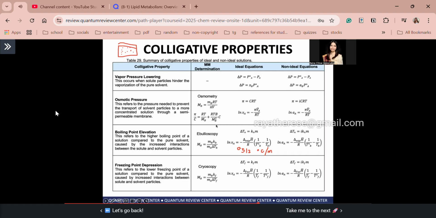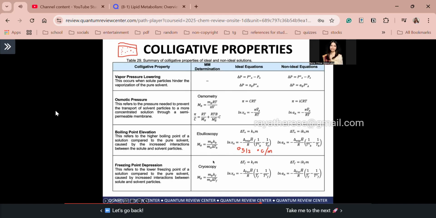Then lastly, for freezing point depression, this refers to the lower freezing point of a solution compared to the pure solvent. So guys, when you introduce a solute to the solvent, it lowers the freezing point, because here naman, you have increased interactions between the solvent and the solute particles. So the freezing point becomes lower. Kailangan mo ng lower temperature in order for freezing to occur. Mas mahirapan ang ating solution na mag-freeze if you have interactions between the solute and the solvent particles.